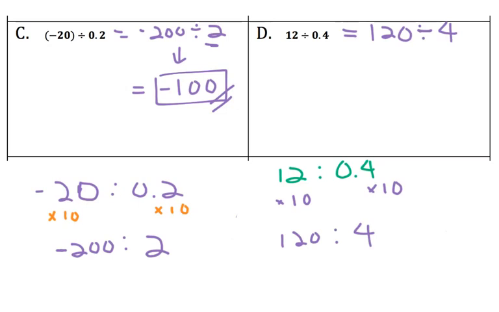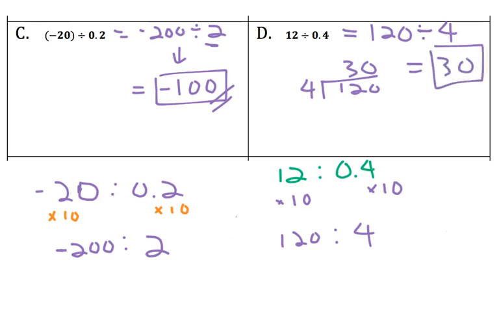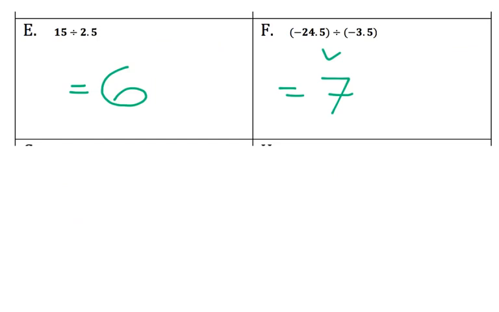So now that I have 120 divided by 4, I could actually just do long division here. And when you do that, you should end up getting an answer of 30. Alright, if this was new to you, I think you're ready to try these on your own. For E, you should get an answer of 6. And for F, you should get an answer of 7.